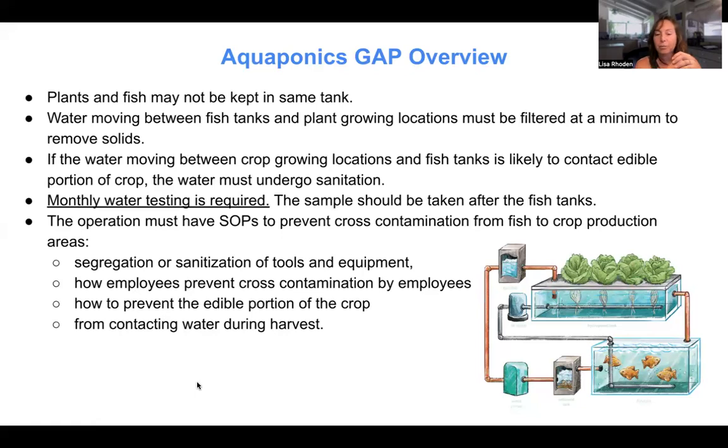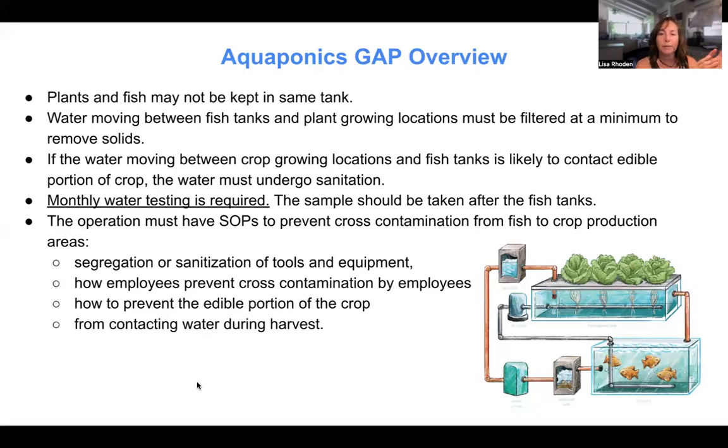How to prevent the edible portion of the crop from contacting water during harvest. So this is typically, you're keeping these things up on some kind of floating system. Are there any other methods or procedures that you're using to prevent water from getting onto your crop as you're harvesting or doing any other tasks? So just a quick little overview.